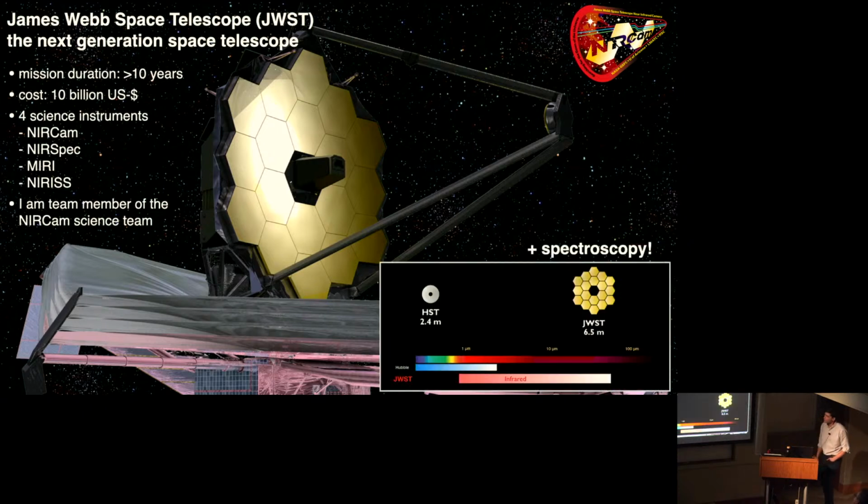So why is JWST cool, right? There are several different reasons. First of all, it has a larger mirror, so you can collect more light. But more importantly, in particular thinking about the highest redshift universe, we are now extending much further into the infrared at high spatial resolution. And as you will see, the most crucial part is actually spectroscopy.